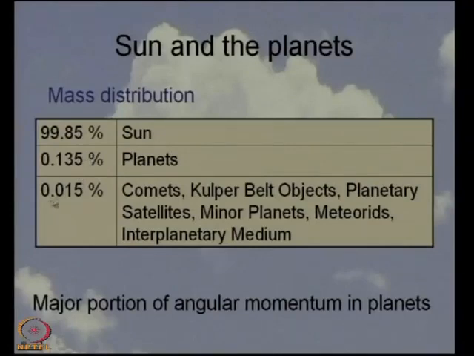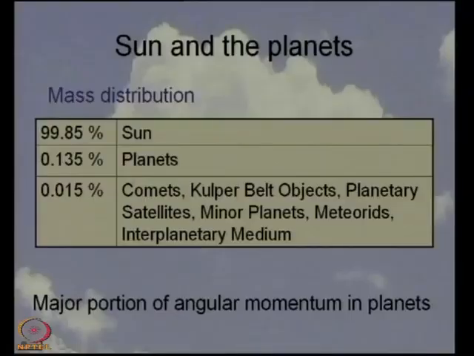and approximately 0.02 percent of the mass of the solar system is in comets, Kuiper belt objects, planetary satellites, minor planets, meteoroids, interplanetary medium, etc. These are very small things that also are there in the solar system other than planets. Okay. So the mass predominantly lies in the sun.